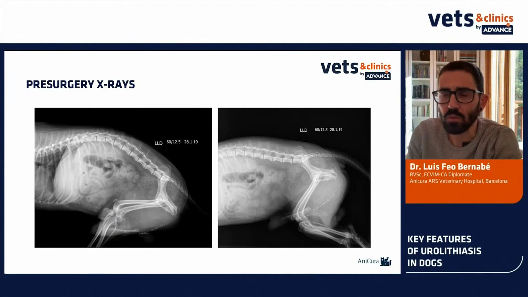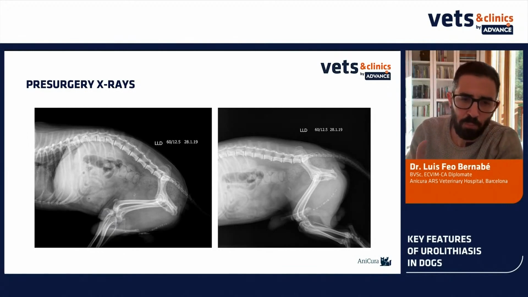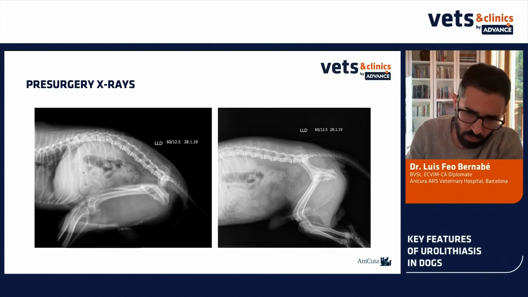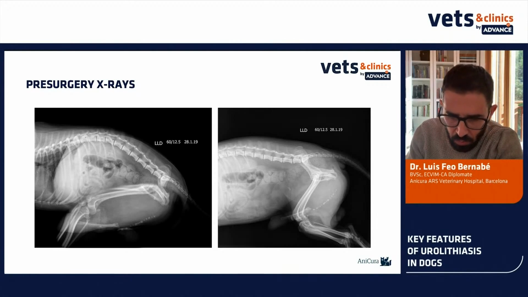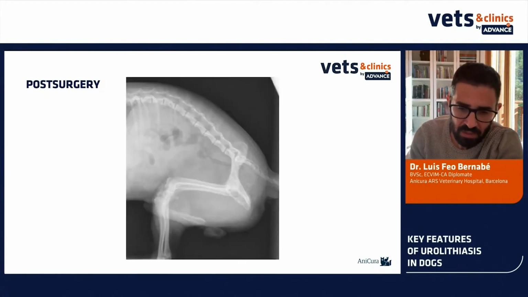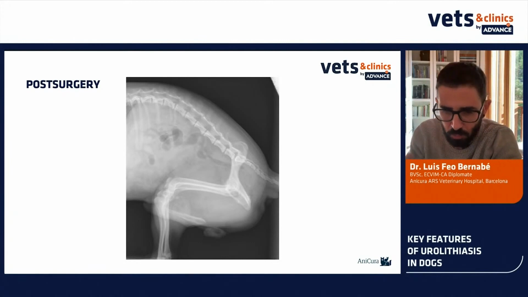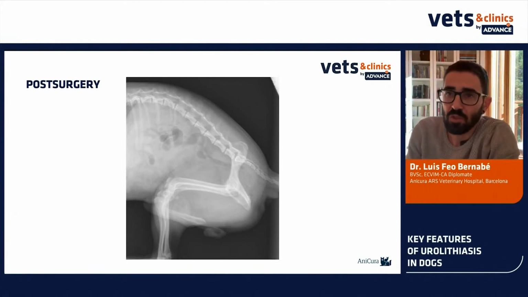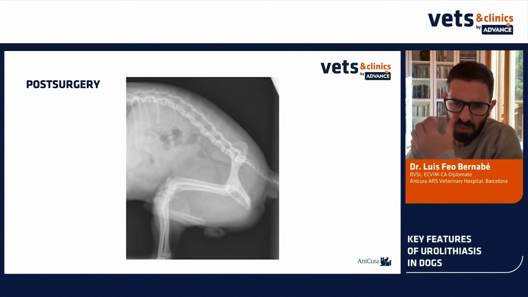Also, I think it's very important to perform radiographs pre-surgery and post-surgery. This is one of the cases that we had 2 years ago, where it was a calcium oxalate full urolith in the urethra. And I think it's very important to perform radiographs before and after because sometimes you can miss some of them in the surgery. And this is, for example, the radiographs after surgery where we don't have any, but sometimes we miss some of these calculi. So that's why it's important to be sure that we don't miss any calculus in the surgery and we don't have to go back.